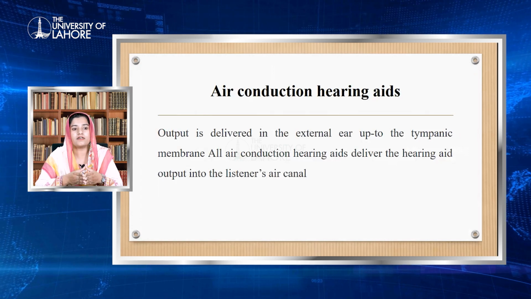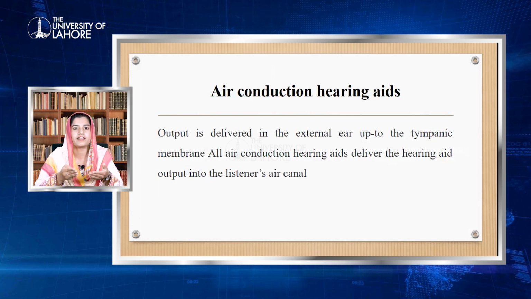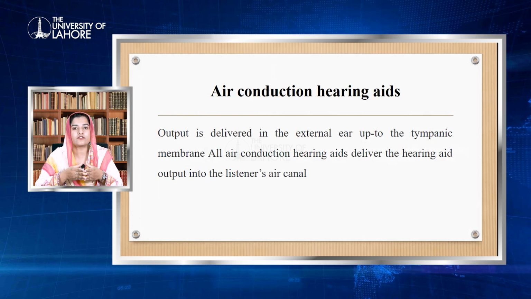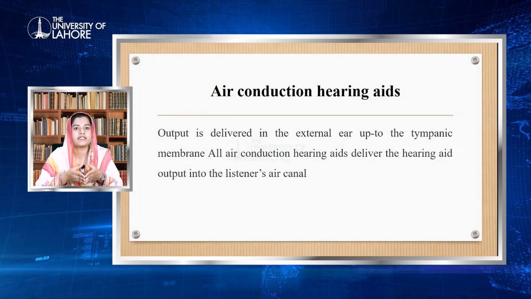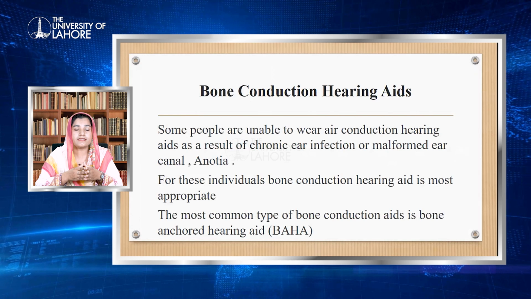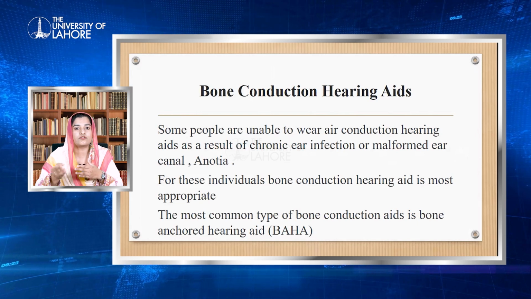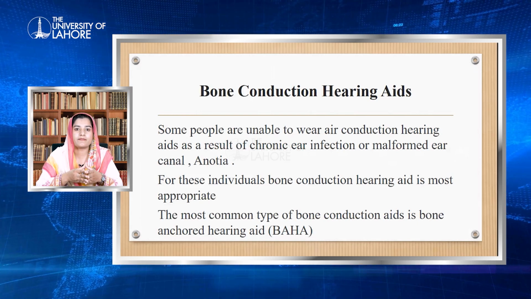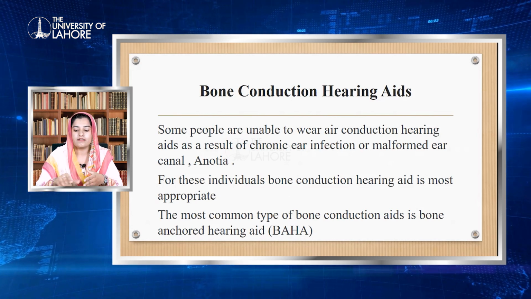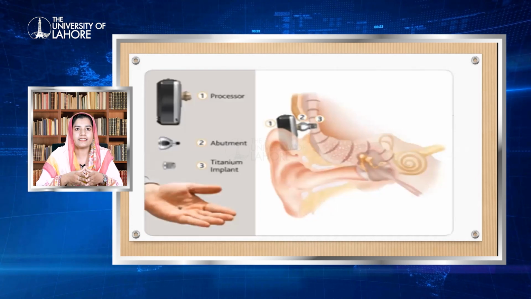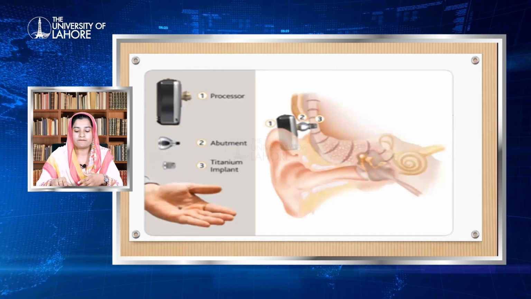Then if we want to know more than the basic types, analog and digital hearing aids, we have air conduction hearing aids and bone conduction hearing aids. Air conduction hearing aids are those that are worn at the ear or in the ear, and bone conduction hearing aids are those that stimulate our cochlea, or process the signal to direct it to the cochlea through bone conduction. The common example that we know in bone conduction hearing aids is BAHA, that is bone anchored hearing aid. This is the picture of a bone anchored hearing aid. Some of its components are processor, abutment, titanium implant, and titanium fixture.